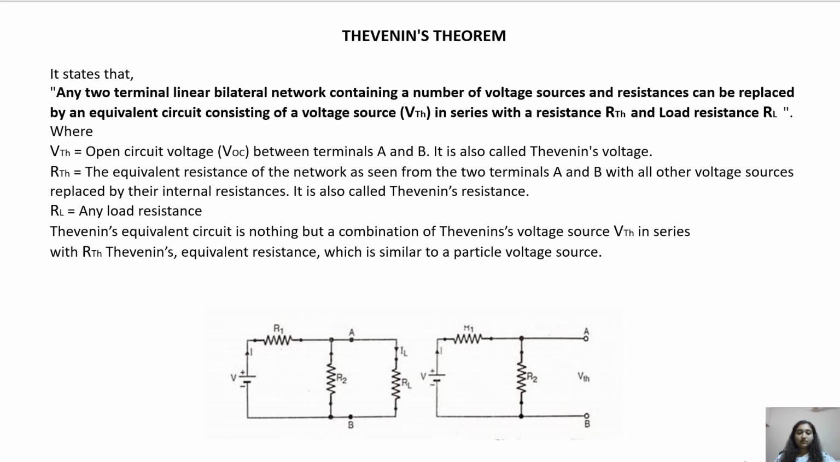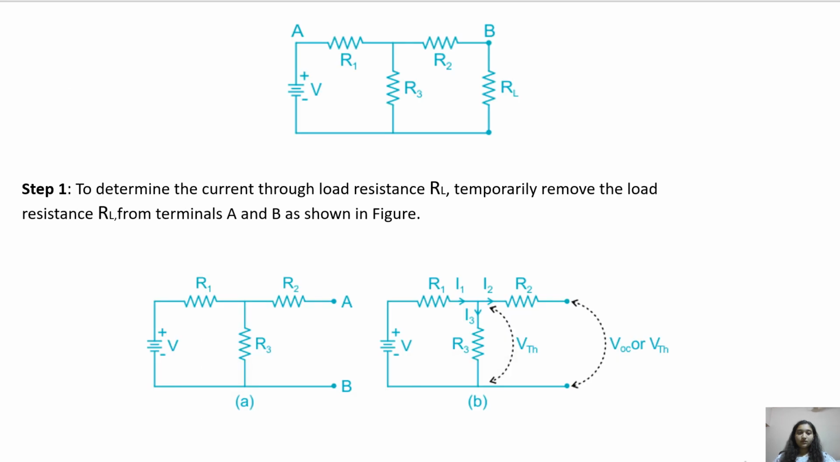Thevenin's equivalent circuit is nothing but a combination of Thevenin's voltage source VTH in series with RTH, Thevenin's equivalent resistance, which is similar to a practical voltage source. Step 1. To determine the current through load resistance RL, temporarily remove the load resistance RL from terminals A and B as shown in the figure.